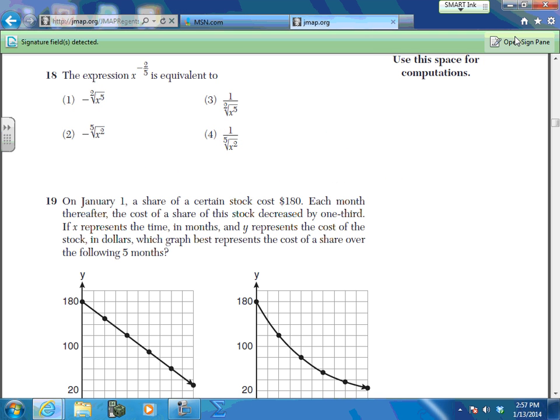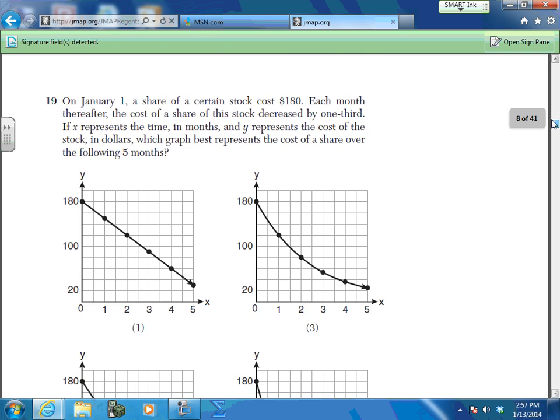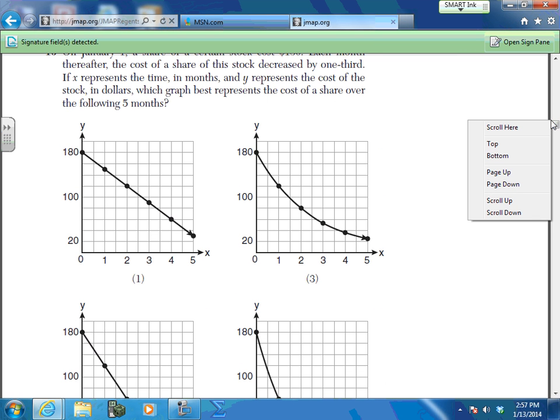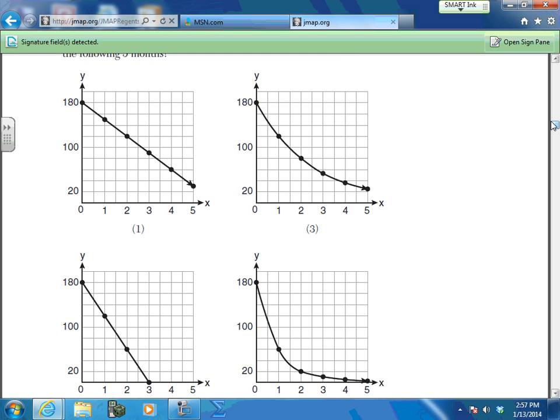Okay, number 19. Number 19 has 4 different graphs, and I don't think I'm going to get them all on the same page. So I'm just going to bring them down here for a second. Okay. It says a certain stock costs $180 per share. I'm just pulling out the information I need. Each month thereafter, the share of the stock decreased by 1/3.